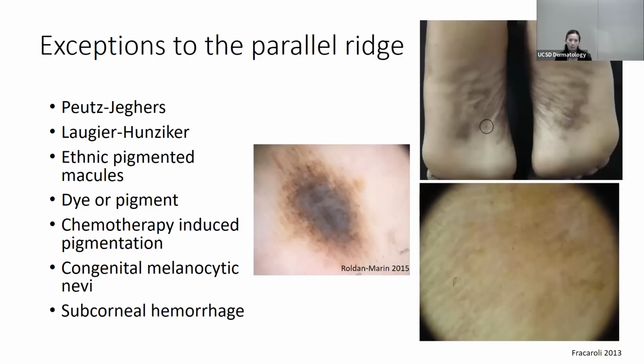So you can see hyperpigmented macules with Peutz-Jeghers, Laugier-Hunziker. In certain skin types, you see numerous hyperpigmented macules on the soles. Sometimes those have parallel ridge patterns, or often they do, and they're going to be multiple lesions. So those are benign. Any sort of exogenous pigment, that makes sense. It's going to be on the top surface of the skin. Chemotherapy-induced pigmentation, and then often congenital nevi will have this parallel ridge pattern here. So this is a congenital nevus. This is just normal ethnic pigmentation on the soles. And this is a dermoscopic photo showing that the pigment is mostly on the ridges, but these are all fine.